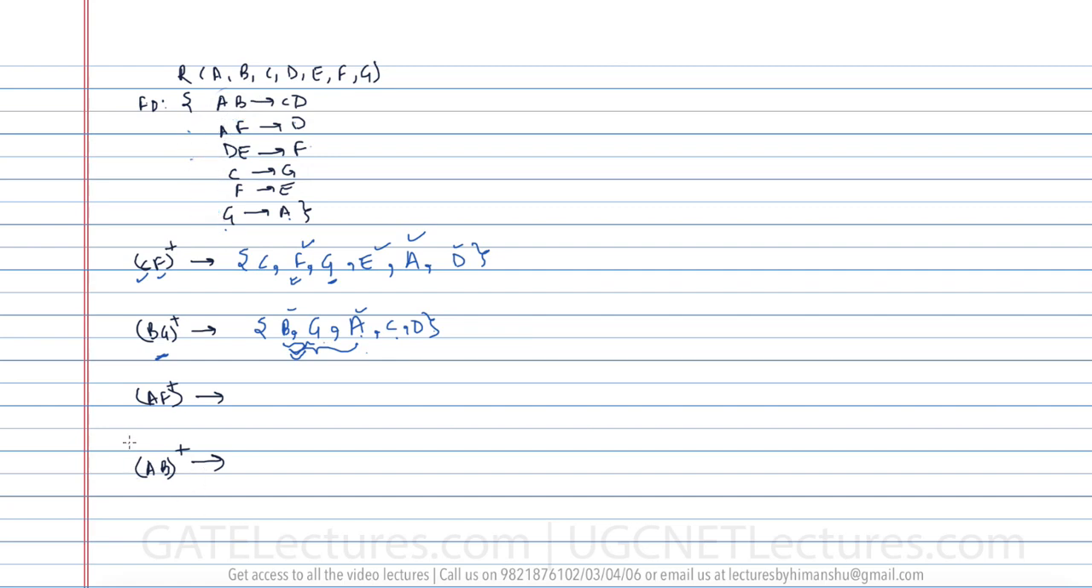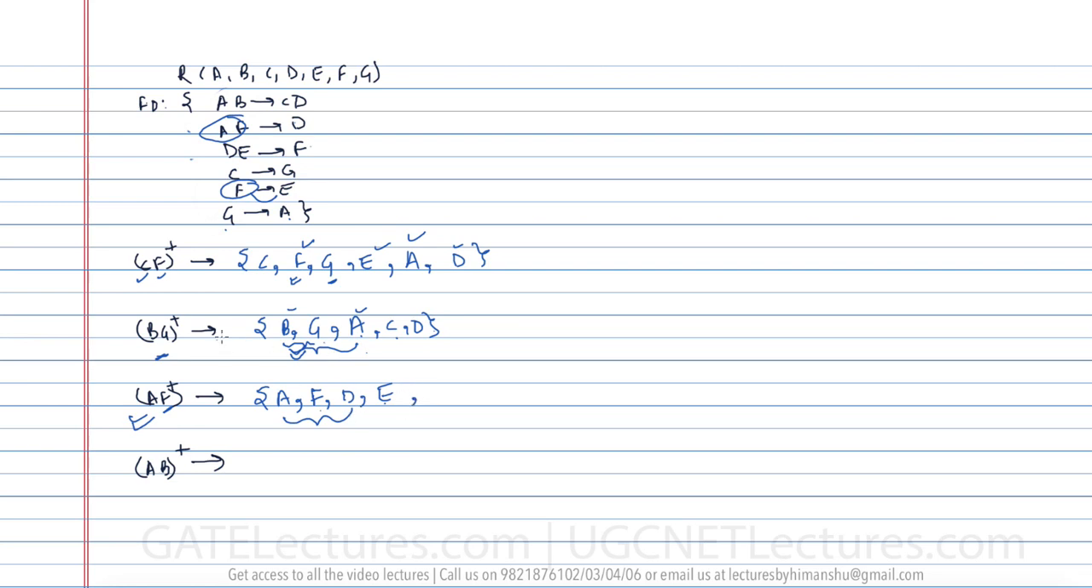If you want to find AF closure, what is AF closure? With the help of A, I can determine A itself. With the help of F, I can determine F itself. Now with the help of AF, I can determine D. With the help of F, I can determine E. See how I'm saying F, because I'm just checking what are the attributes which you already determined. Then with any combination of these attributes, we will try to see what are the other attributes we can determine. So with the help of F, I can determine E.